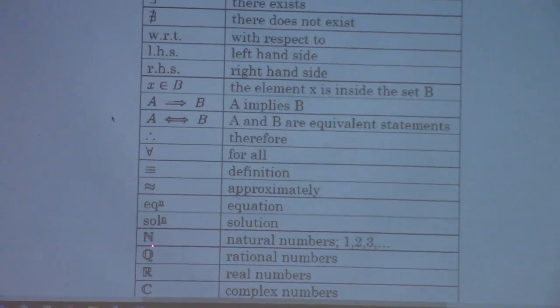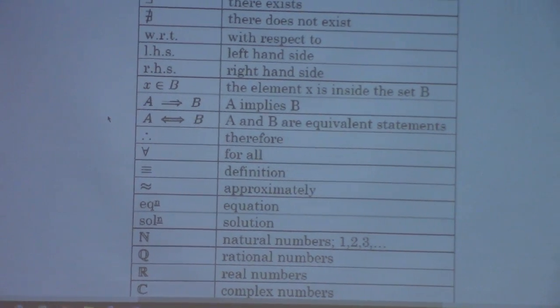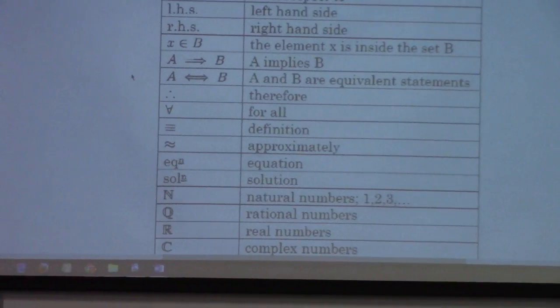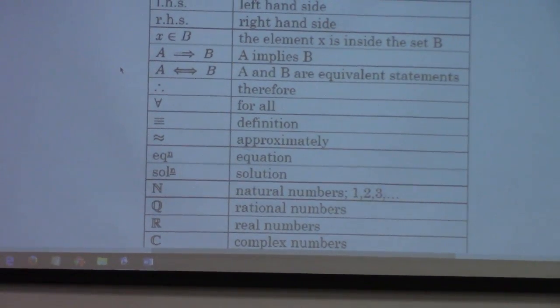This is counting numbers like 1, 2, 3, 4, natural numbers, right? Q are rational numbers. These are quotients of integers where the denominator is non-zero, right? And then you've got real numbers and complex numbers, all right? So I'm going to start out today just by talking a little bit more about what is a real number, because that's really the heart of chapter 11.